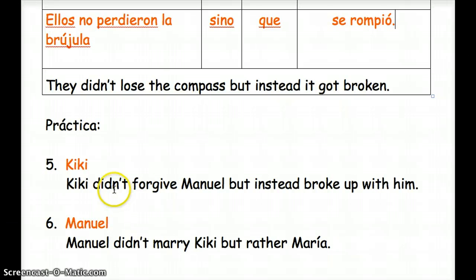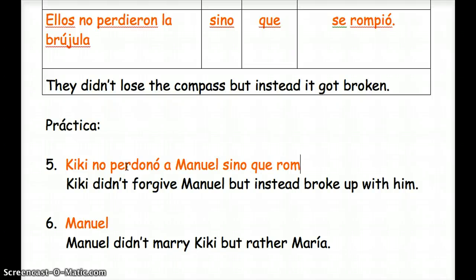So let's look at our two prácticas. Kiki didn't forgive Manuel, but instead broke up with him. I hear that there's a verb here after the but instead, so I know I'm going to need a que. Kiki no perdonó a Manuel, sino que rompió con él.